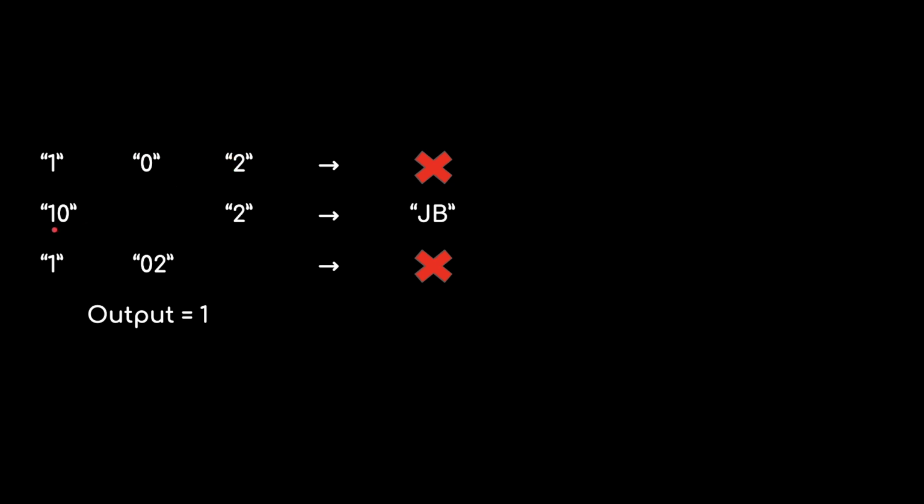But what we can do is, we can take 0 with 1 or 2 to make double digits 10 or 20. So in this case, we can take 10 as a double digit and 2 as a single digit, which will give us JB. Lastly, we can take 1 as a single digit, but we cannot take 02 because any number cannot start with 0 and 02 doesn't map to any alphabet. So this is not a valid decode. So in this case, the output will be 1.